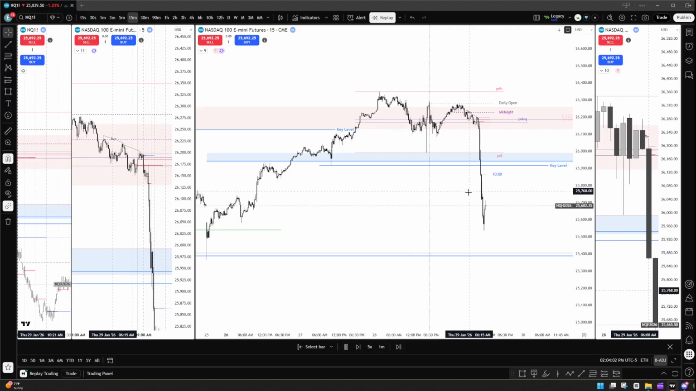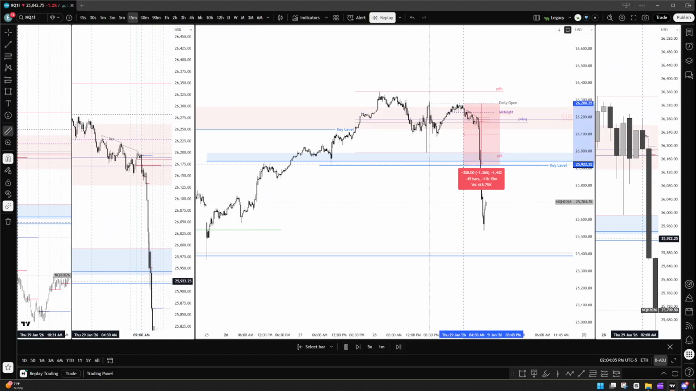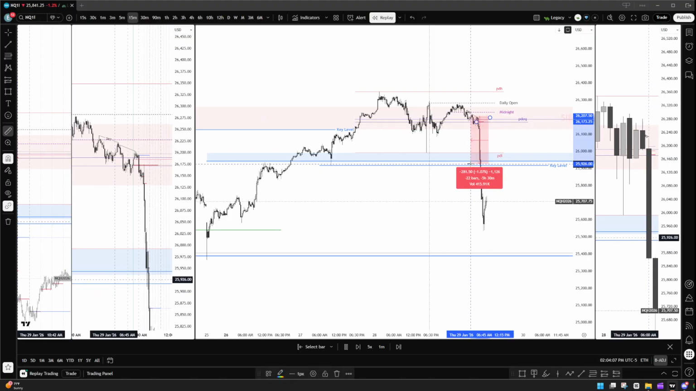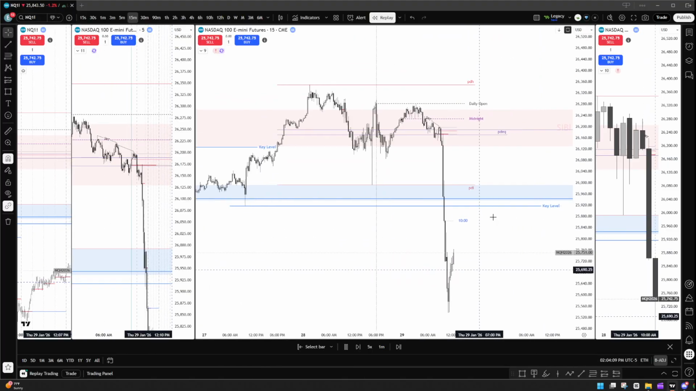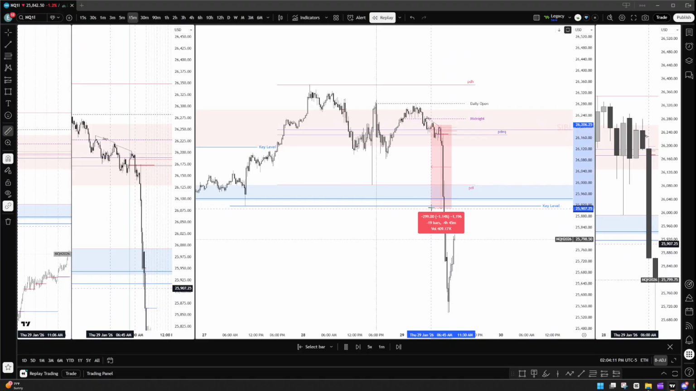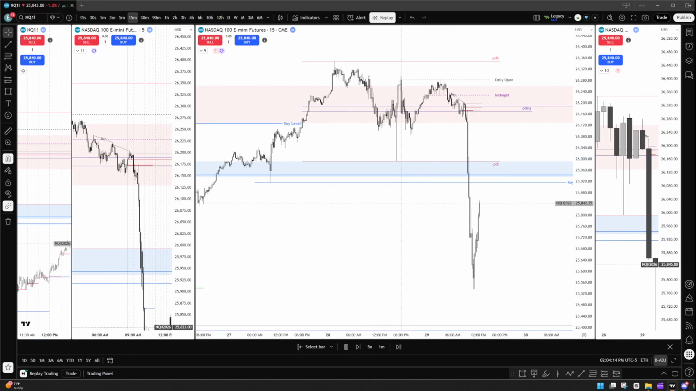But the reality is this is what I anticipated. I didn't get 200 points. I think I got 251, but not full contracts, just even with the runner. But still, great trade, great day. And that's it.